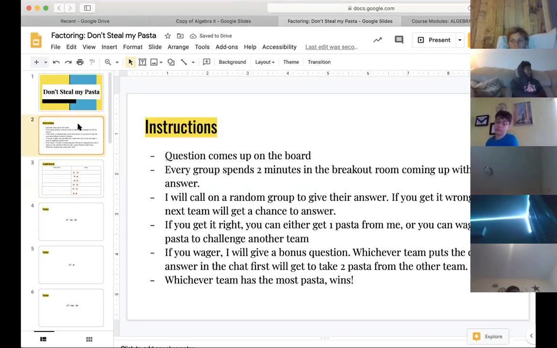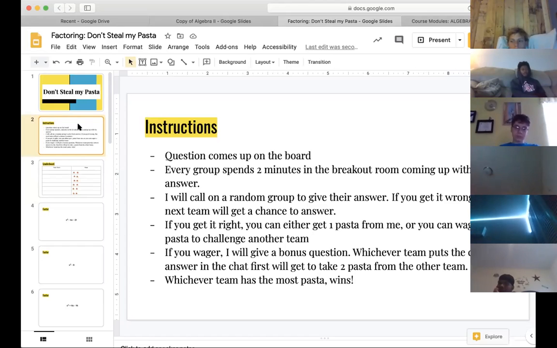Just as a reminder, the same game we played last week, the name of the game is Don't Steal My Pasta. Here are the instructions. I'm going to put a question up on the board, and then every group is going to spend about 2 minutes in the breakout room coming up with their answer. When we come back to the main session, I will call on a random group to give their answer. If you get it wrong, it will go to another team and they can steal your answer. If you get it right, then you can either get 1 pasta from me, or you can try to wager 2 pasta to challenge another team.